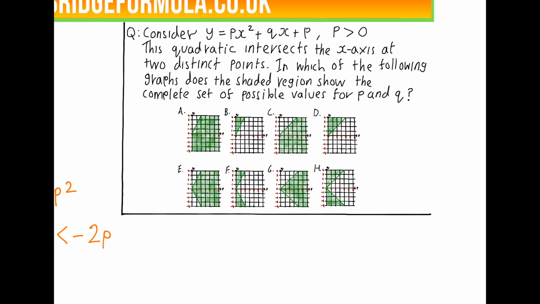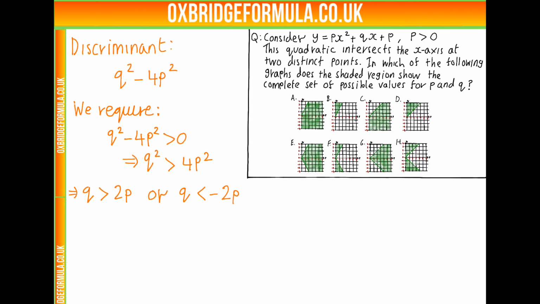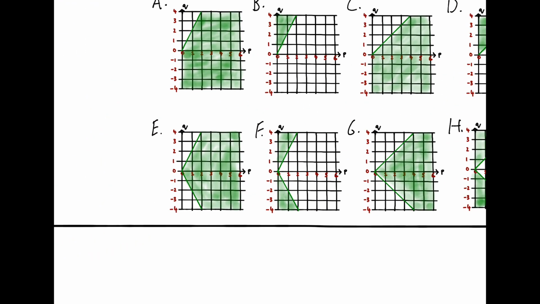But we know that q is greater than 2p. So we want the region above the top line to be shaded in. And so we see that F is the graph we want, not E. And so our answer is F.